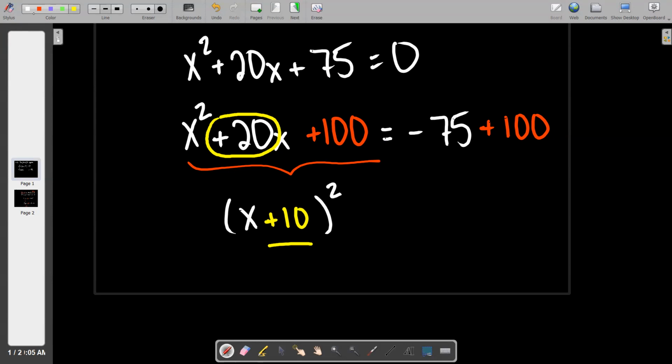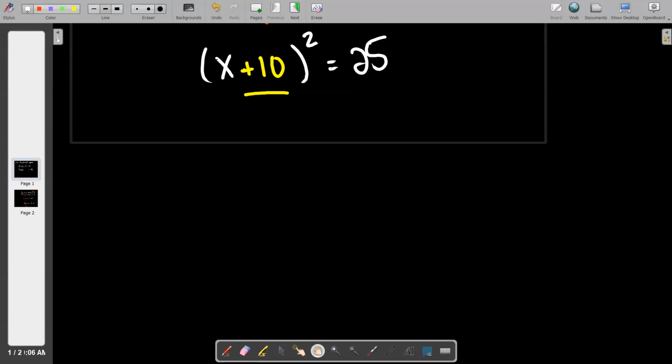And now on the right side, I've got to do some fourth grade addition. What's negative 75 plus 100? It is positive 25. You guys with me so far? Yep. Good. Now, to solve an equation like this, you just have to take the square root of both sides. And so on the left side, when I take the square root of a square, I'll illustrate this with some little purple square root signs. When I square root the left side, nothing exciting happens. The purple root sign and the exponent just offset each other. They just poof away. So I'm left on the left with x plus 10.